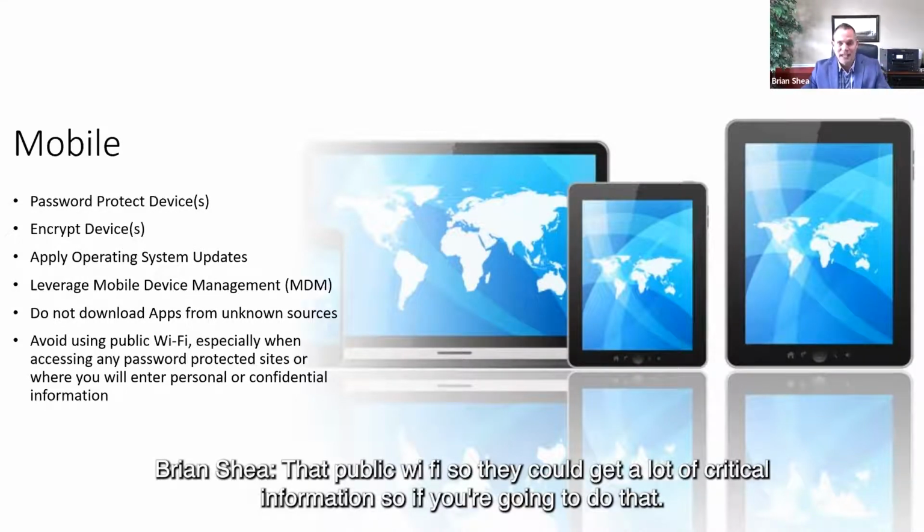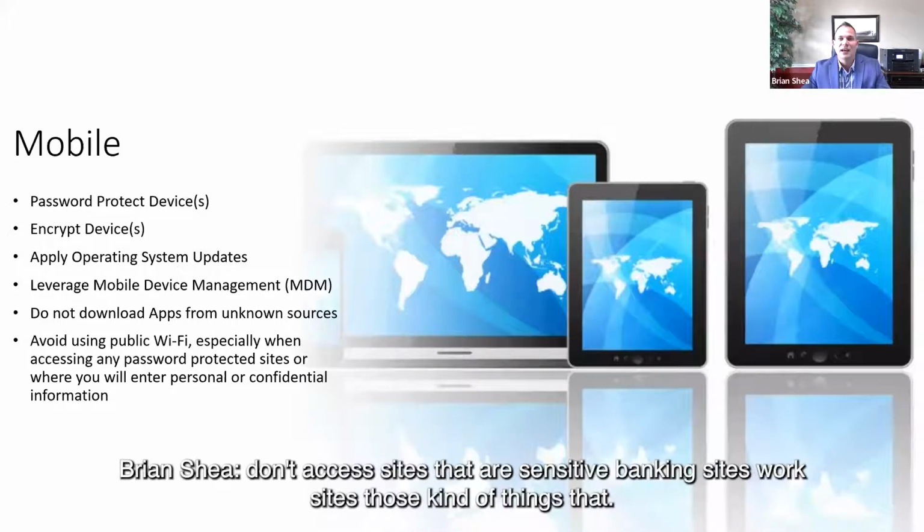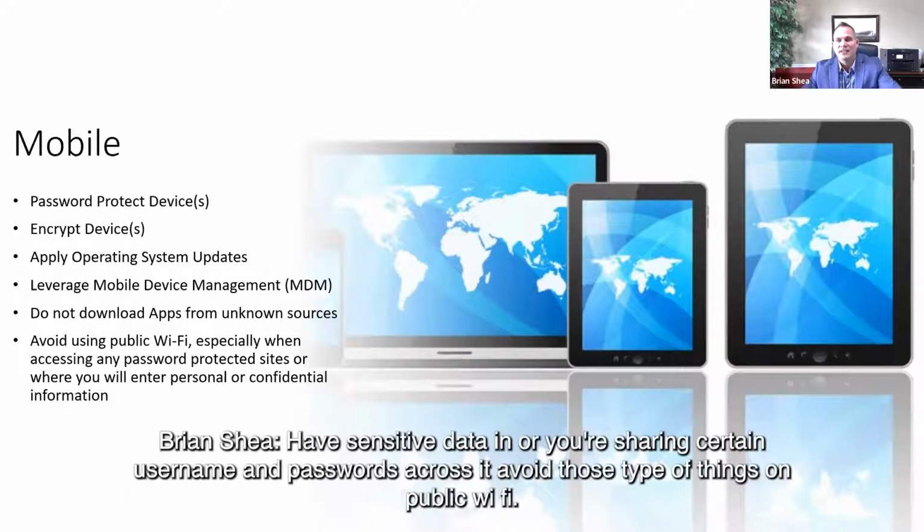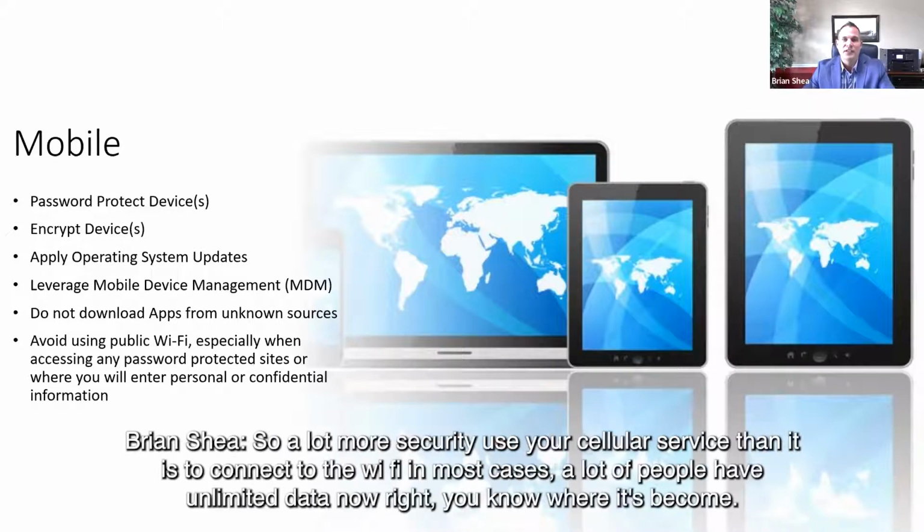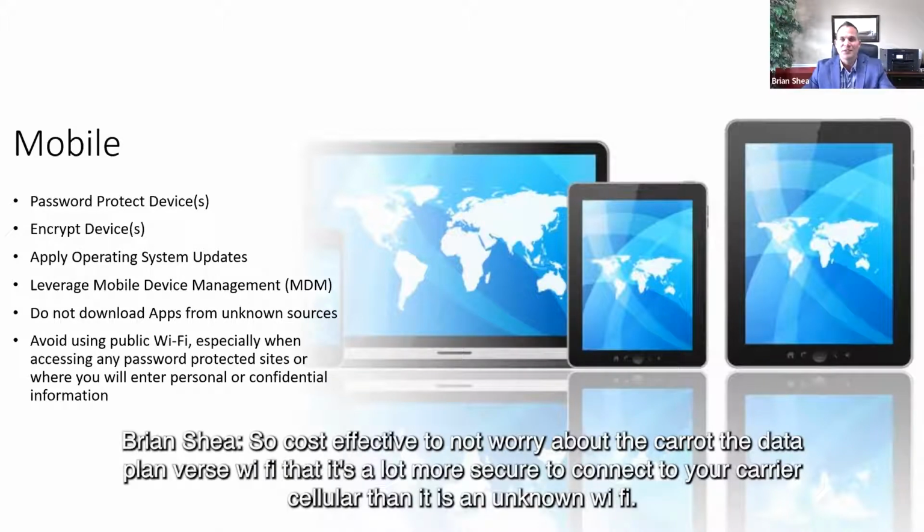So if you're going to do that, don't access sites that are sensitive, banking sites, work sites, those kinds of things that have sensitive data or where you're sharing certain usernames and passwords. Avoid those types of things on public Wi-Fi. It's a lot more secure to use your cellular service than to connect to the Wi-Fi. In most cases, a lot of people have unlimited data now, right? Or it's become so cost effective to not worry about the data plan versus Wi-Fi, that it's a lot more secure to connect to your carrier cellular than an unknown Wi-Fi.